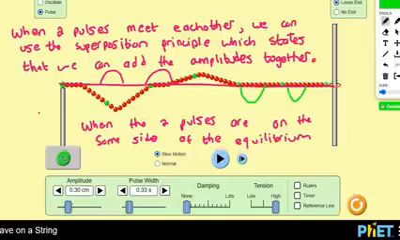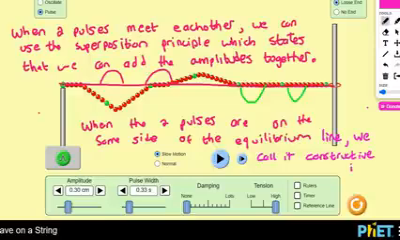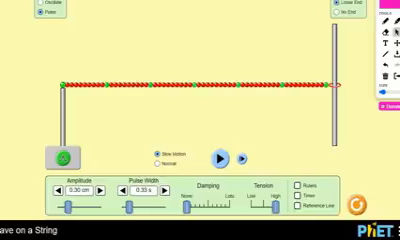Okay, so when the two pulses are on the same side of the equilibrium line, then we call it constructive interference. Okay, now the next part I'm going to show you what destructive interference is. Now I'm going to try to show you destructive interference.